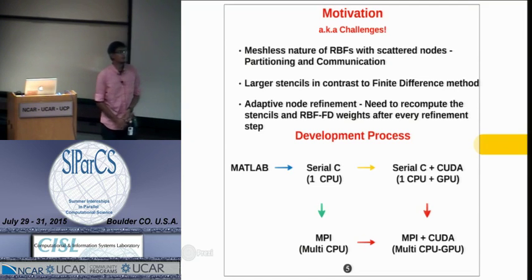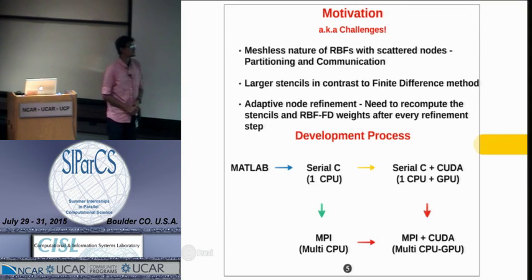So the future goal is to accommodate the adaptive node refinement, where we restructure the points in the domain for more accuracy. That means we might have to do the pre-processing too after every refinement step. That would add a lot more to the computation. So these are the challenges as well as the motivation for this PD solver to be parallelized on multi-CPU GPU systems.